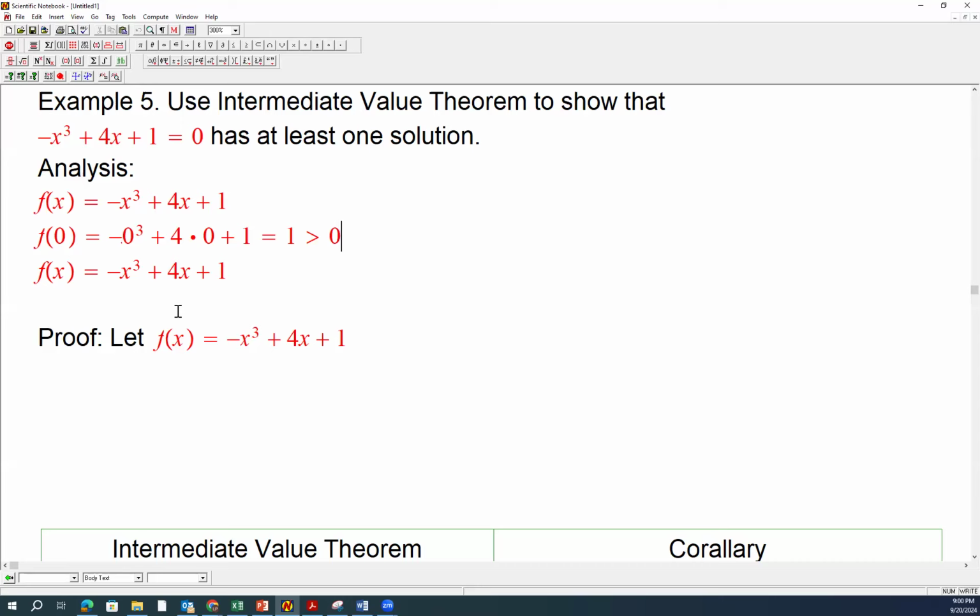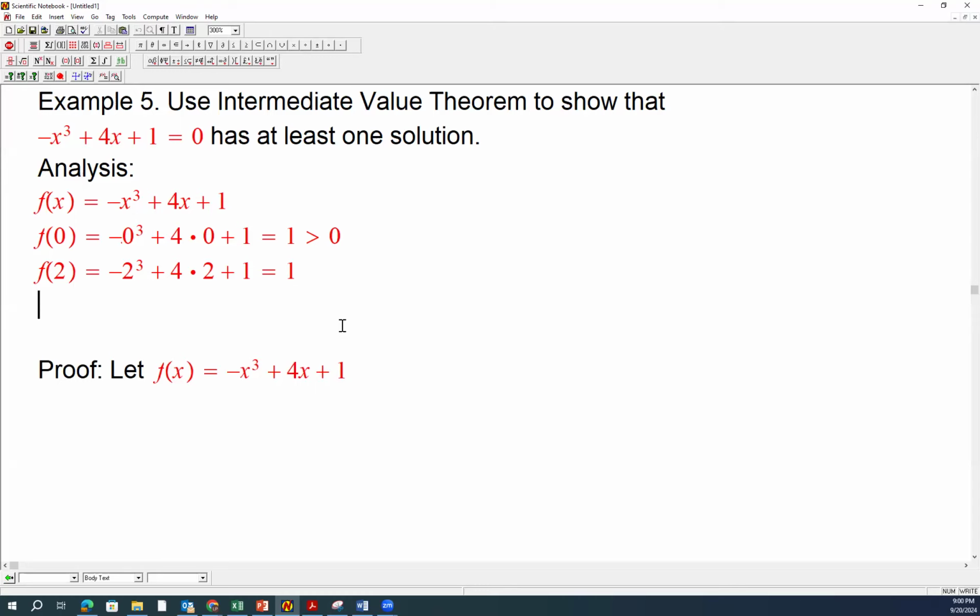And next, we need to choose, we're going to choose 2, right? If I choose 2, what happens? This is a -8, this is +8. We got a 1 again, so we get another positive number, which is the same. And this is not going to be useful because we want to make the equation equal to 0. So 2 is not a good number.